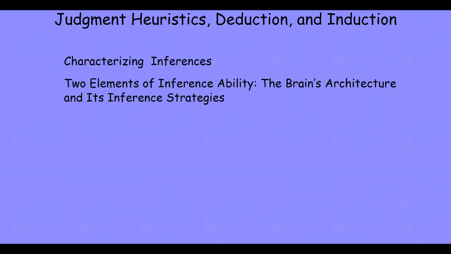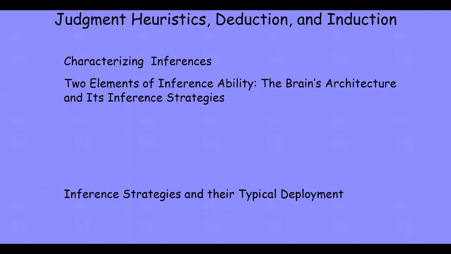This playlist collects together the modules of the first of 2 lectures on native human inference abilities and their complementary formal systems. We'll start off by characterizing inferences, talking about what they are, talking about what important properties they have, and so on. Then we'll turn our attention to 2 elements that really strongly shape native human inference ability: the brain's architecture and its inference strategies.